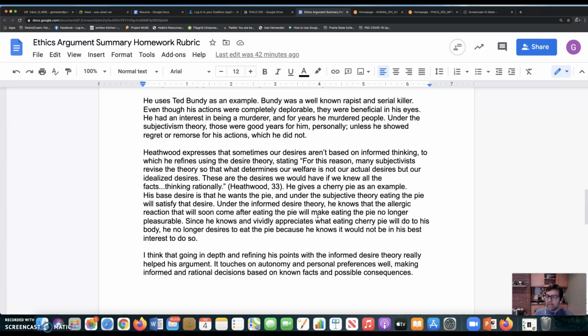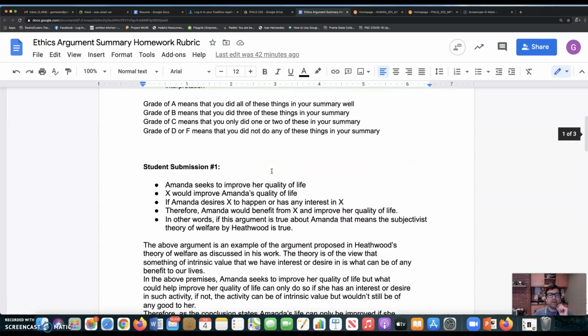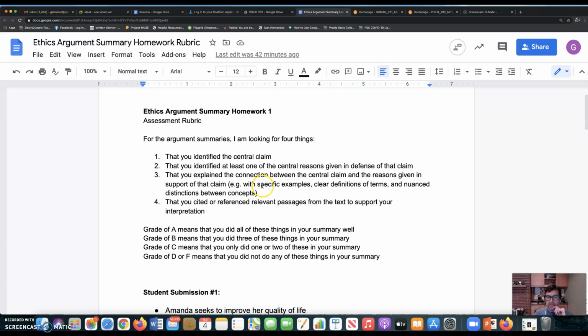And that's another way of explaining the connection between his central claim and the reasons in support of his claim, right? So going back to the rubric, just to remind you, this third thing that I'm asking you to do, right? The cherry pie is an example that helps explain that connection between the claim, which is that subjectivism is the best view of welfare in comparison to other theories like objectivism. And the example of the cherry pie suggests that maybe subjectivism is false, and so he has to show why the example of the cherry pie does not undermine his reasons for supporting subjectivism.